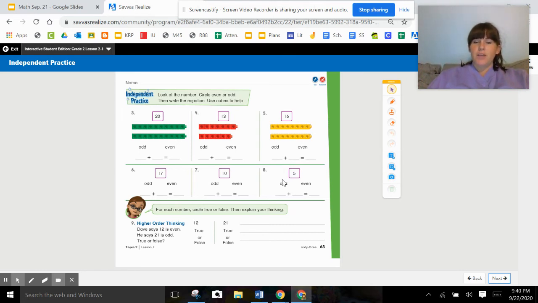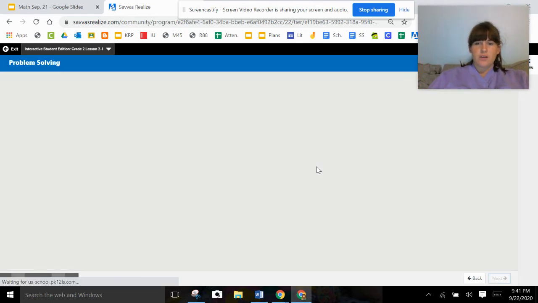Or if you type in interactive Unifix cubes, you can find all kinds of websites that do that too. But it is not hard to draw blocks to represent your Unifix cubes. So you got the number 17, 10, and 5. So you're going to decide is that an even or odd number, and then you're going to draw the equation of how you would, as close as you can, break that number in two, just like the number 16, 13, and 20 up here. And then we have a word problem that wants to know if 12 and 21 is even or odd, if that's true or false.